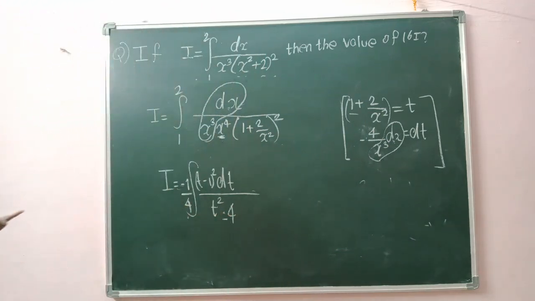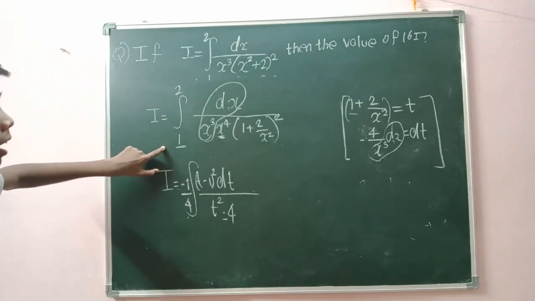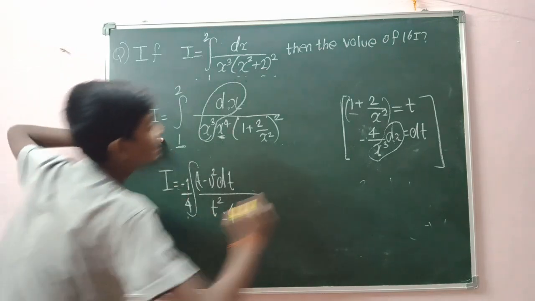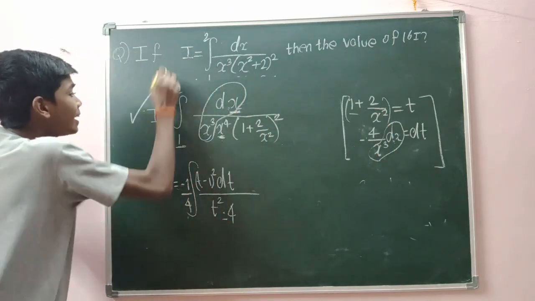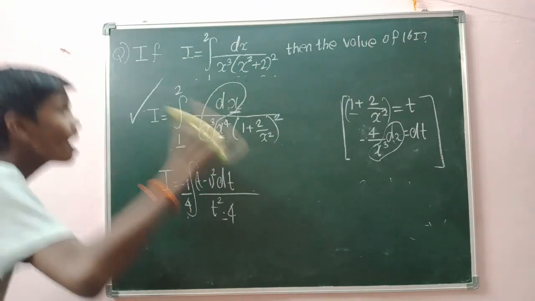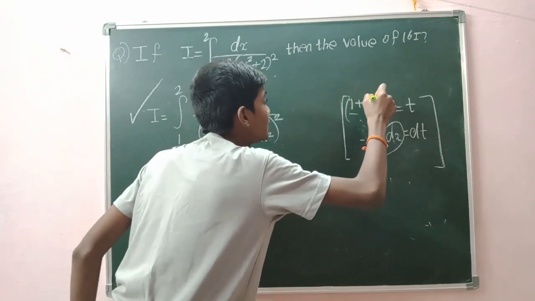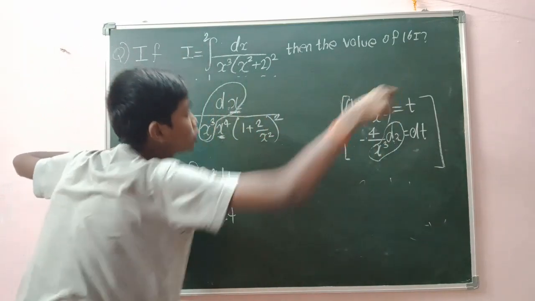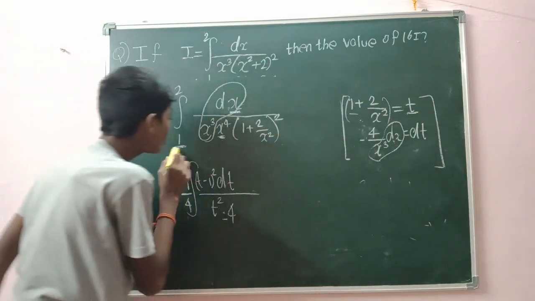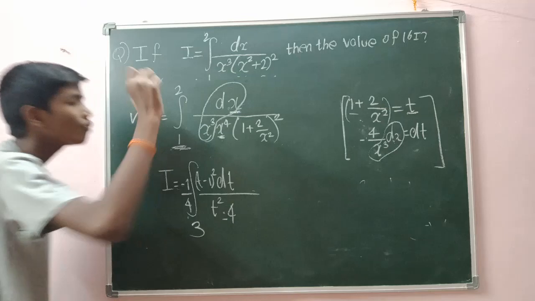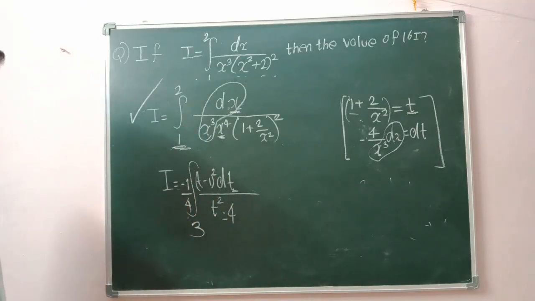We know that your lower limit is 1. If your lower limit is 1, this means your 1 takes the value of x. Because initially the variable of this particular integral is your x. Therefore, in this integral, the lower limit of 1 will take the value of x. Therefore, 1 plus 2 by 1 square will be nothing but 3. So, therefore, the t value is 3 for the lower limit. Therefore, this integral will take the lower limit as 3 because here the variable is t. I hope that makes it paper clear.